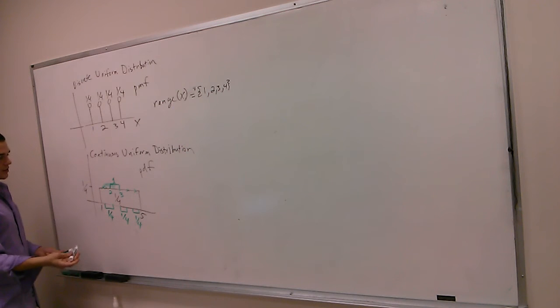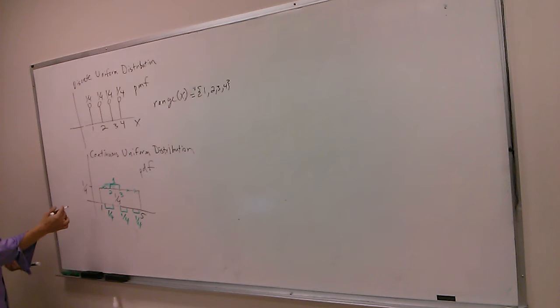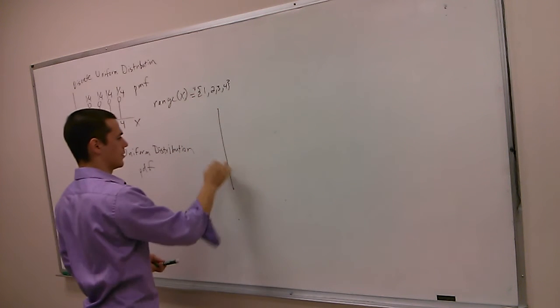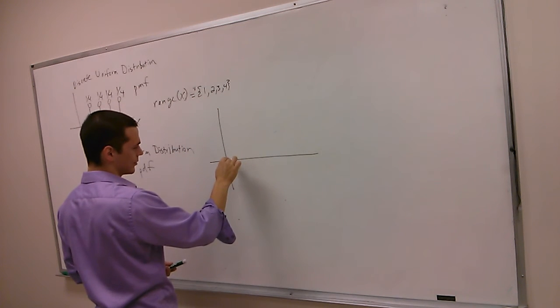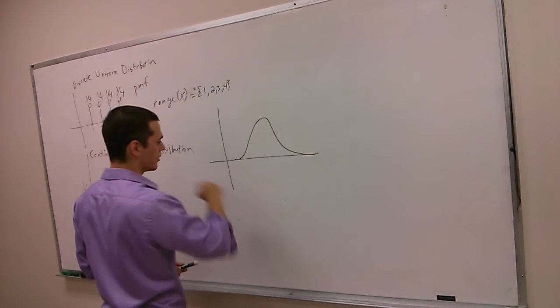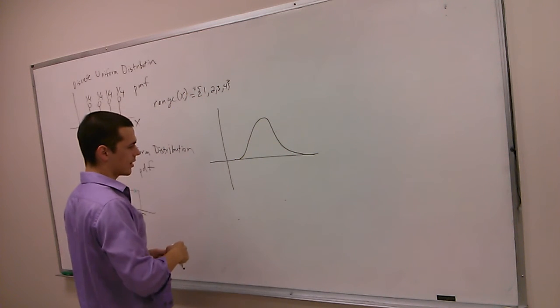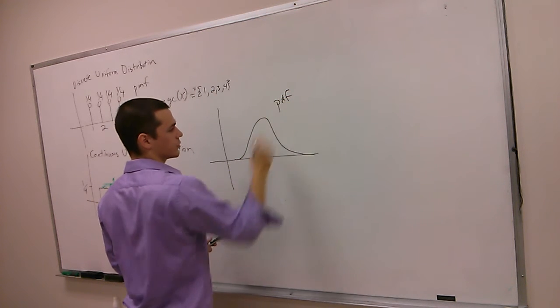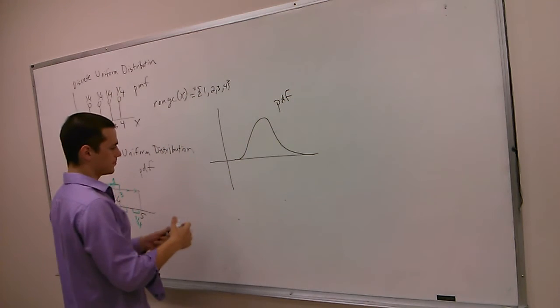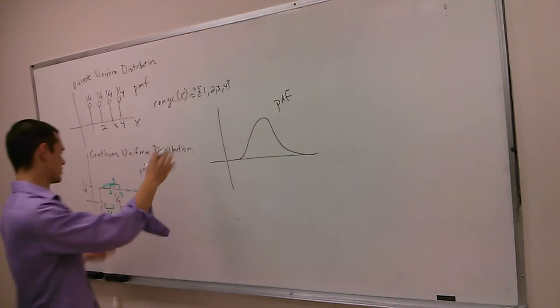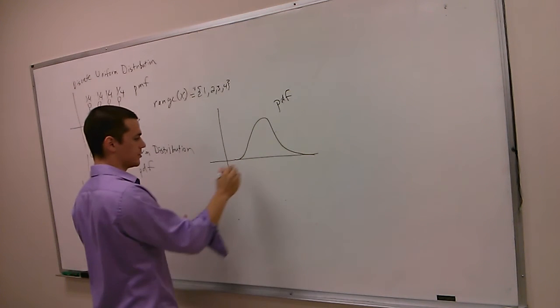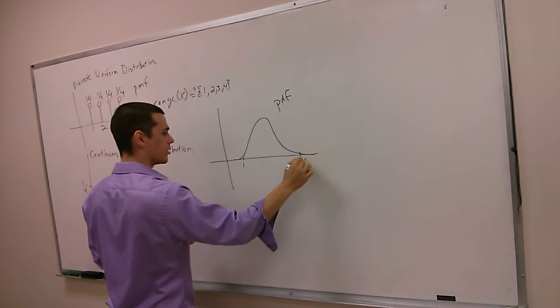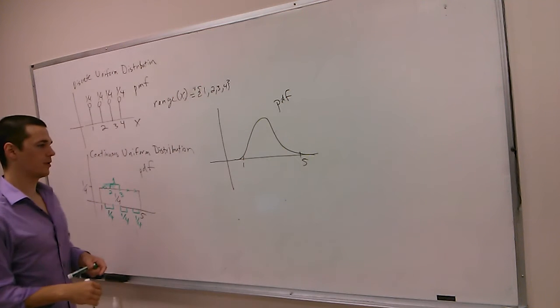So let's compare this to a normal distribution, right? A normal density looks like this, and this is a PDF, a density function. If we want to make the comparison here, take an interval, let's say between 1 and 5, just like this uniform.